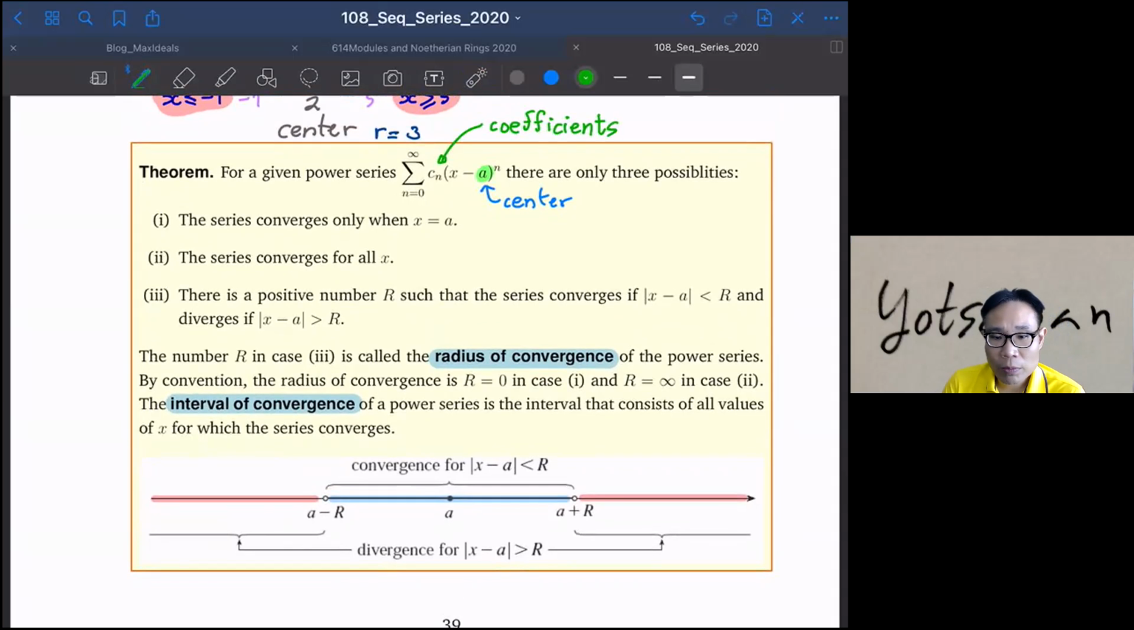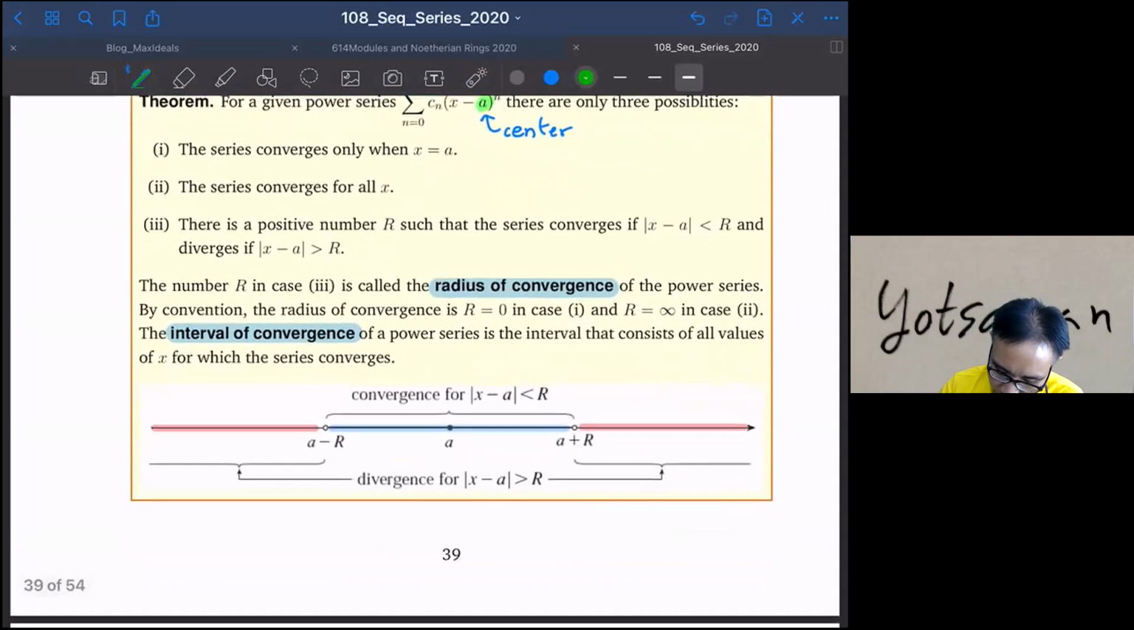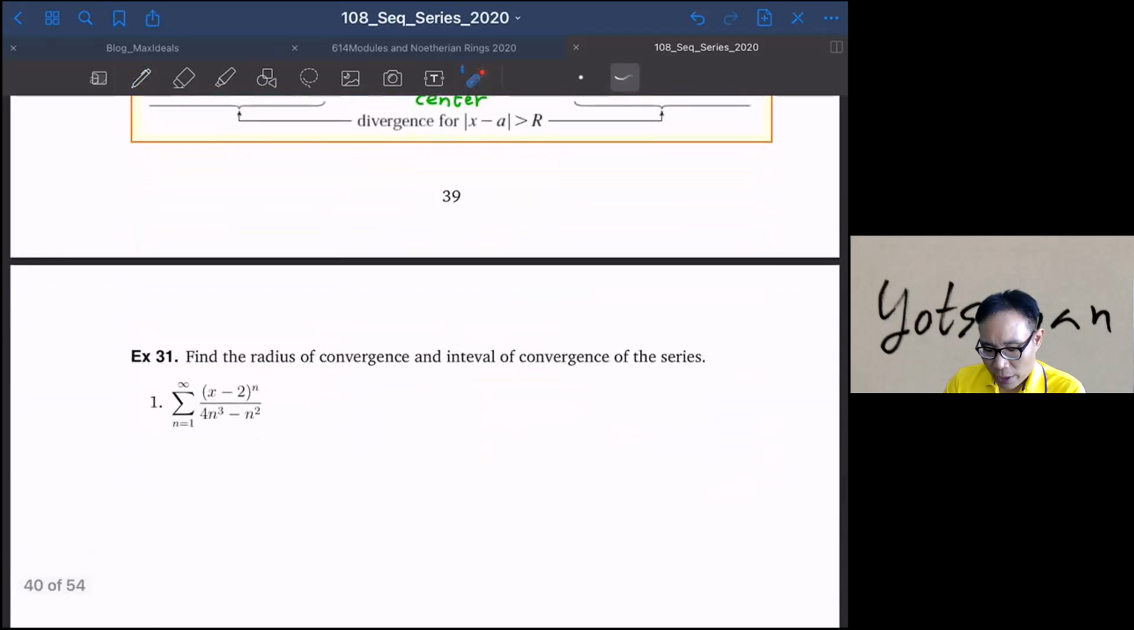From the center that you can see here, so you have the center at a, you'll be able to find what is called the radius of convergence. The radius of convergence is the distance that gives you the radius from the center, and you're going to have what is called the interval of convergence. So it's going to be this interval that is called the interval of convergence. So we're going to find the radius of convergence and the interval of convergence of the following series.